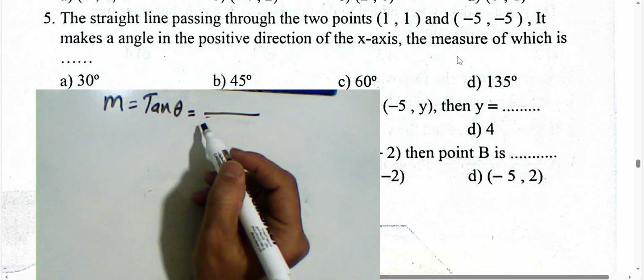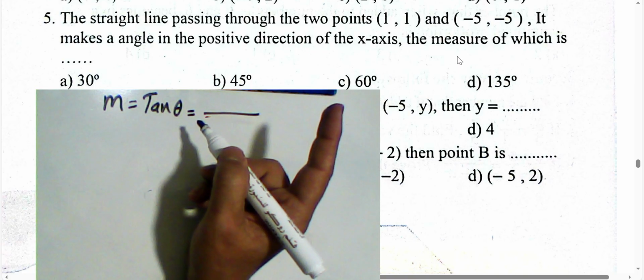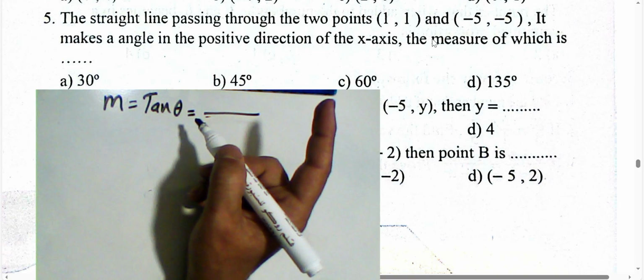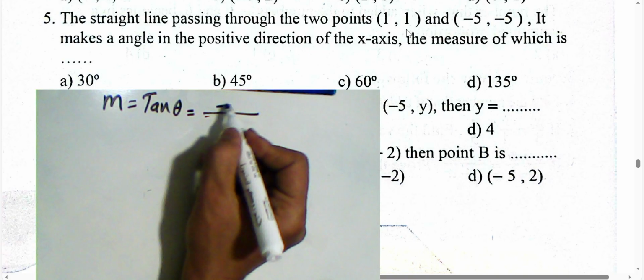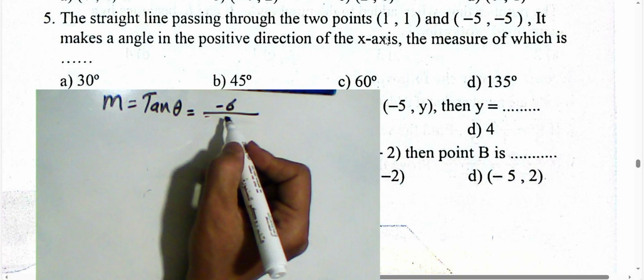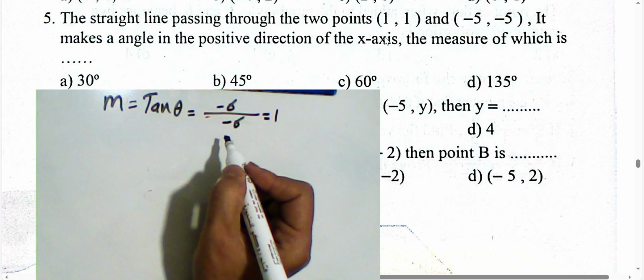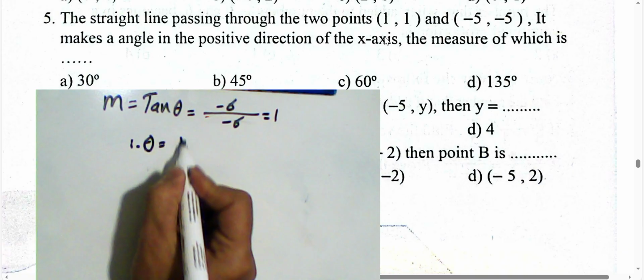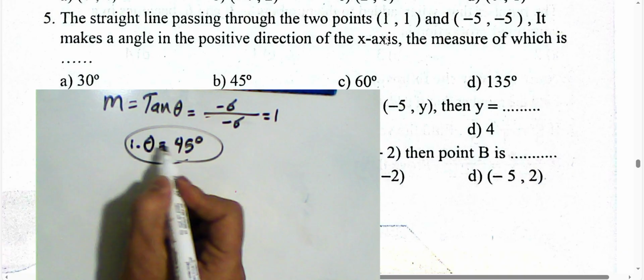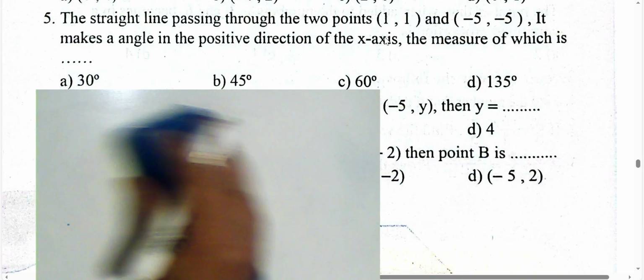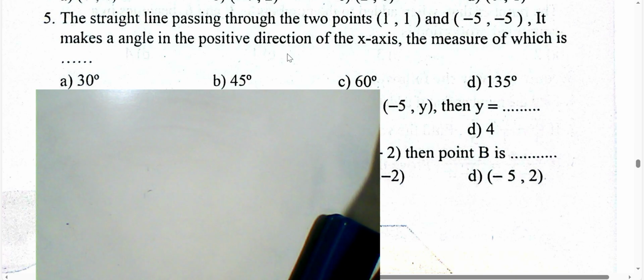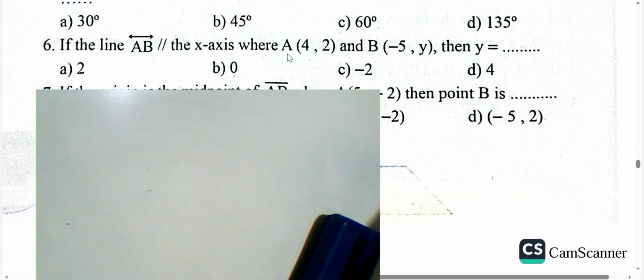We can find the slope here by y2 minus y1 over x2 minus x1. Negative 5 minus 1 is negative 6. Negative 6 divided by negative 6 equals 1. Then theta here will be 45 degrees. The measure of the angle here will be 45 degrees.